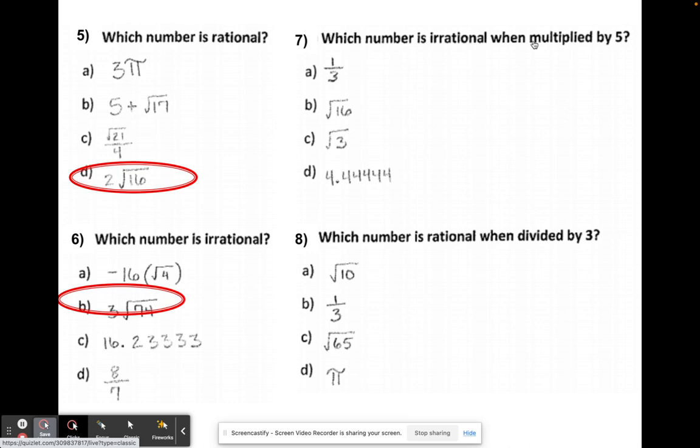Which number is irrational when multiplied by 5? Well, if it's rational to start with and I multiply it by 5, it is still going to be rational. 1/3 is rational. Square root of 16 is rational. That's 4. 4.444444, I believe if there's a dot, dot, dot, they didn't put a dot, dot, dot, so it looks like a terminating decimal to me. Either way, that would be rational. Square root of 3 is irrational. So if I multiply an irrational number by an integer, it's going to stay irrational.